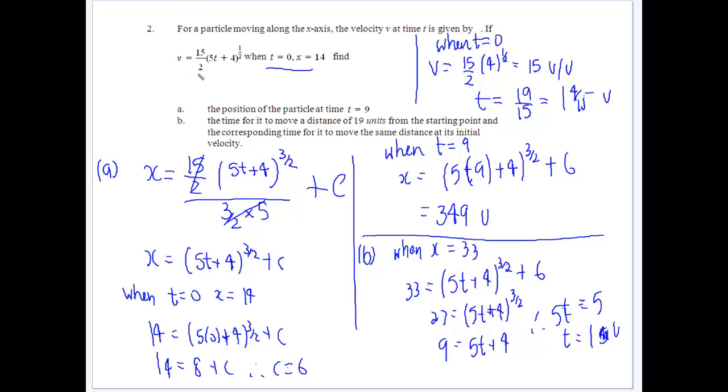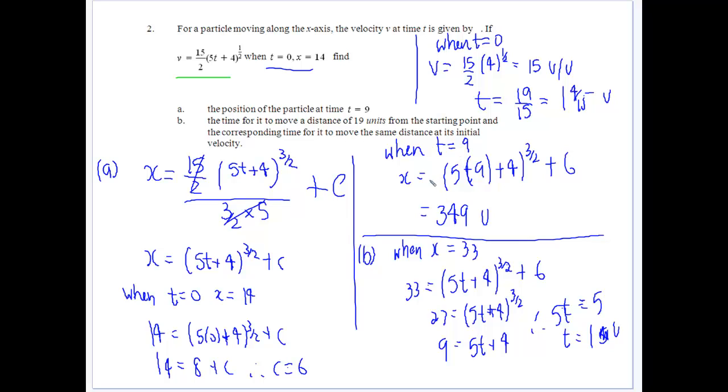We could do integral calculus as well, because we get a velocity function, and when t is equal to 0, x is 14. So we start to find out what the position is by taking the integral of the function. We find our constant, and we get that when t is equal to 0, x is equal to 14. So we're able to work out that our constant is equal to 6. So there's our function, (5t plus 4) to the power of 3 on 2, plus 6. So it gives us our function for x, the position of the particle.